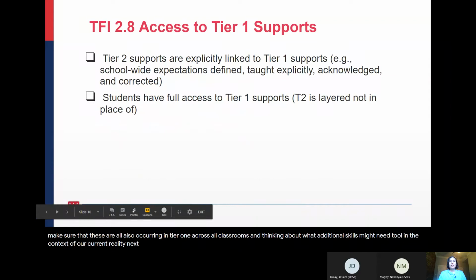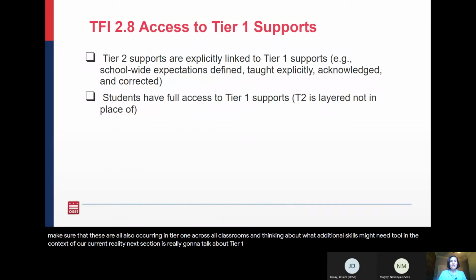So the next section is really going to talk about tier 1 supports. In order for tier 2 to be effective, we also know that we have to have tier 1 there, and students have to have access to these tier 1 interventions to make sure that our layering on is going to be successful and sustainable.